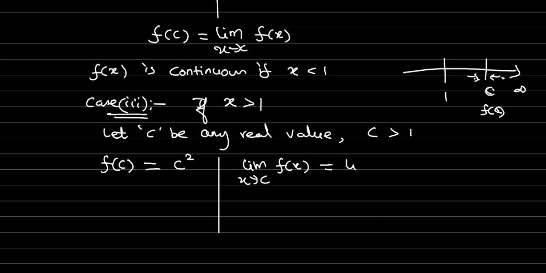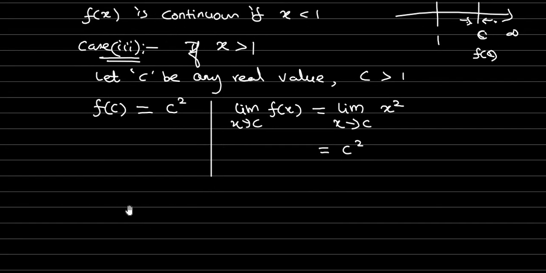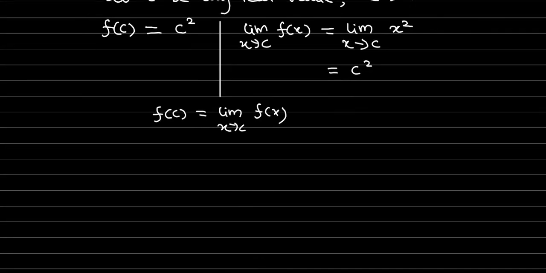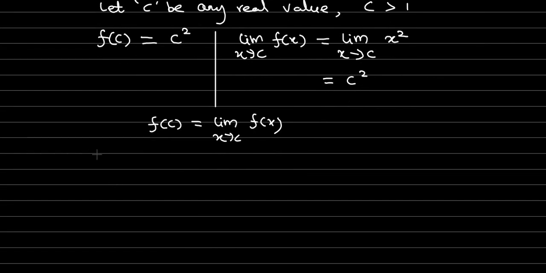What is the suitable function from the given? If x is greater than 1, we choose the second function, that is x square. So replace with x square. Now apply the limit. On applying the limit, the result is c square. Now we can notice that if x is exactly c, the result is also c square, and at the close values of c the result is the same, c square. So from this we can conclude the function is continuous if x is greater than 1.